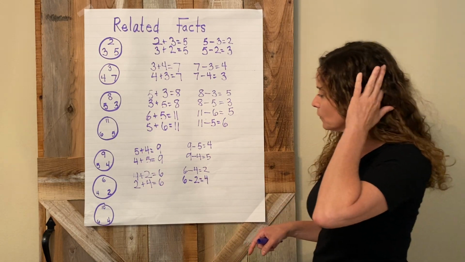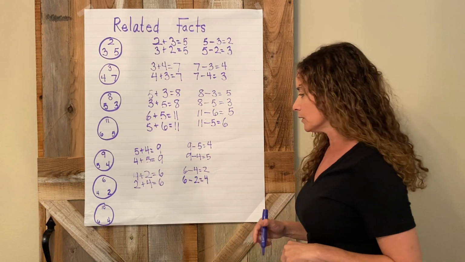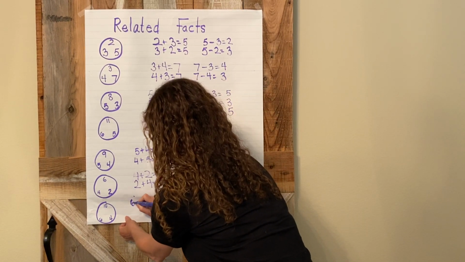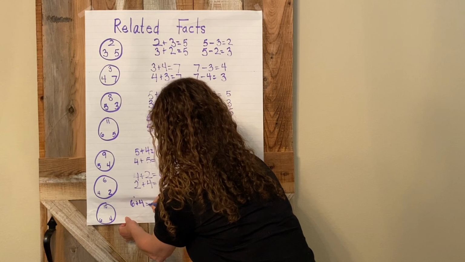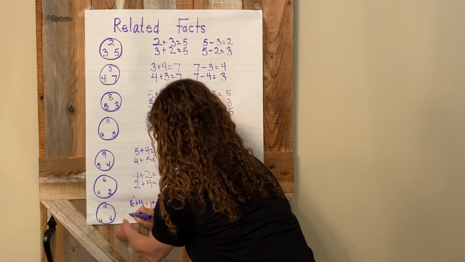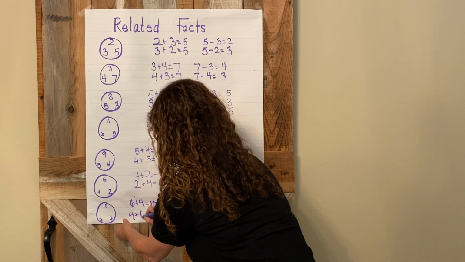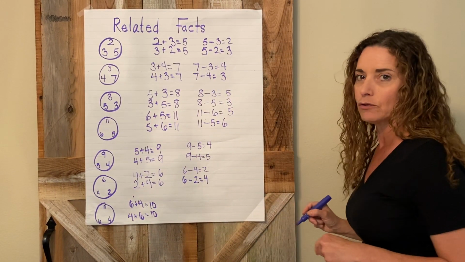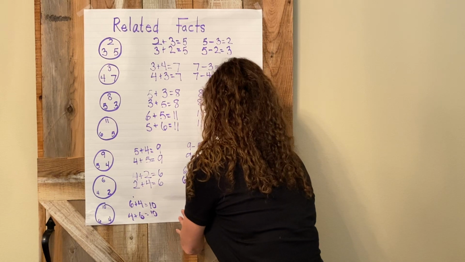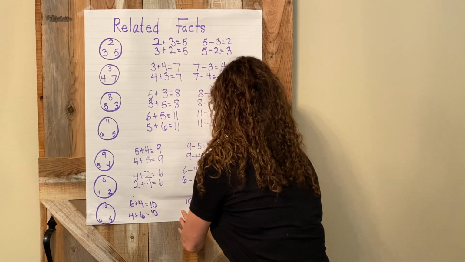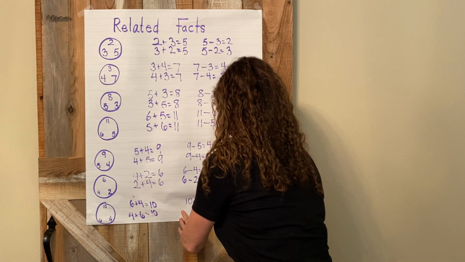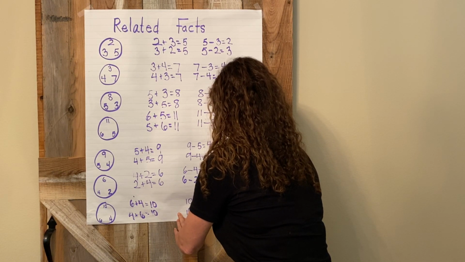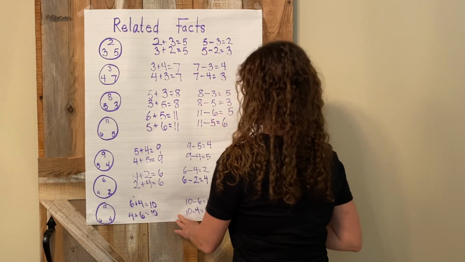Okay, last one we're going to do is a 10, a 6, and a 4. 6 plus 4 equals 10. 4 plus 6 equals 10. Largest number in that group is the 10. So we're going to do 10 take away 6 equals 4. And 10 take away 4 equals 6.